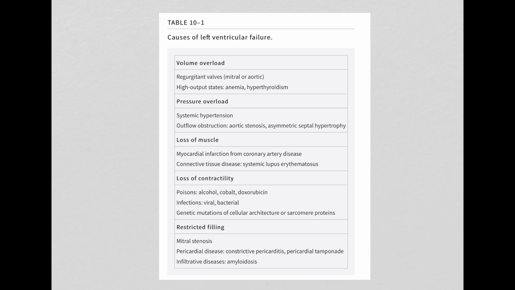Note that some of these will affect the entire myocardium, notably poisons, infections, and genetic mutations. So these are not solely causes of left ventricular failure, and some of them certainly will affect the right ventricle as well. And the patient will present with signs and symptoms of biventricular failure. Also, left ventricular failure is the most common cause of right heart failure. So many times a patient will have one of these underlying diseases or causes and again present with symptoms of both left ventricular failure and right ventricular failure.